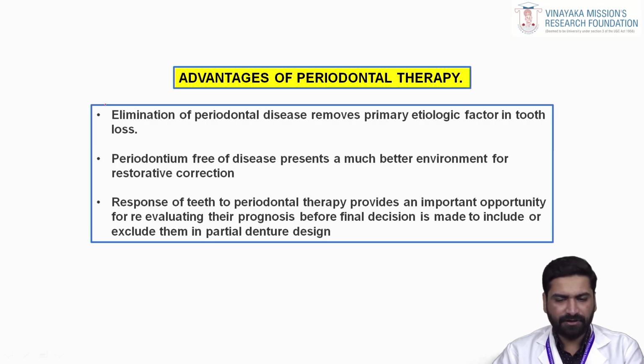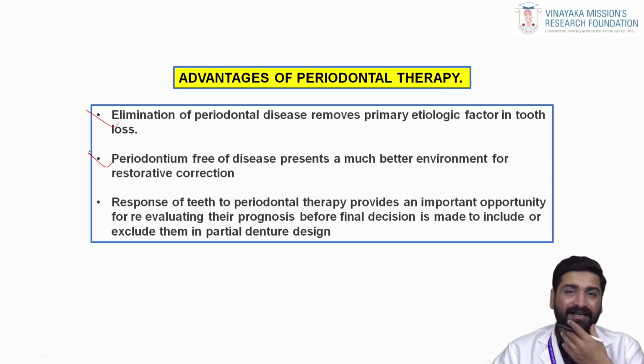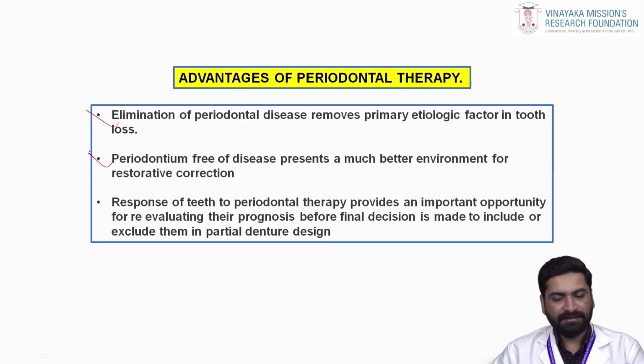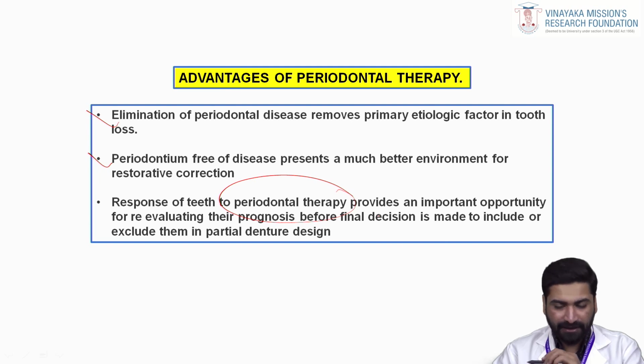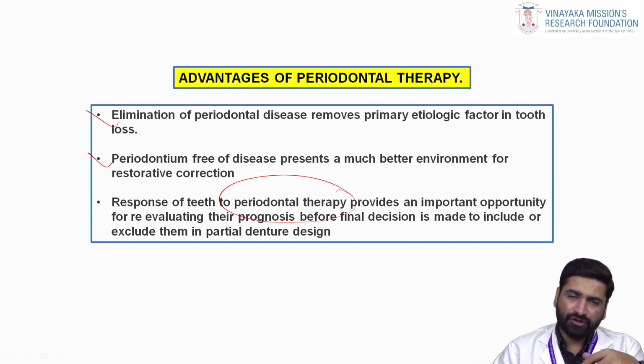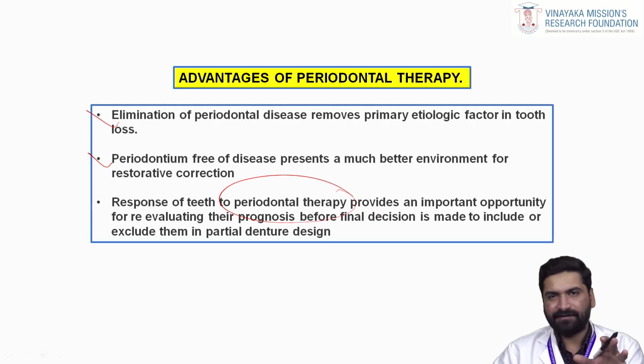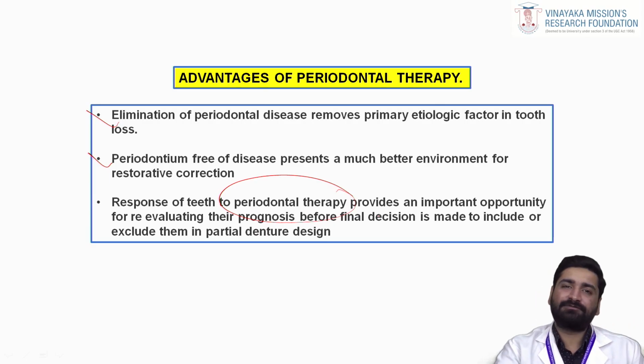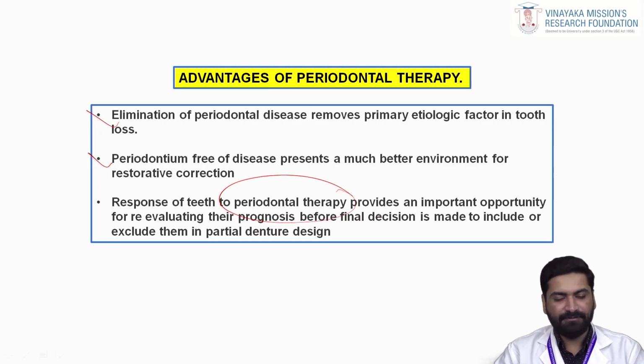So what are the advantages? You can remove all the periodontal disease, which is a primary factor for tooth loss. It can create a better environment. The oral cavity environment will be healthier when you have treated all such problems, and you can also see the response of the teeth to the periodontal therapy which you are giving. So you can also evaluate the prognosis. Suppose you treated and the response is good, that means the long term prognosis of your cast partial denture will also be good, because these are directly proportional.